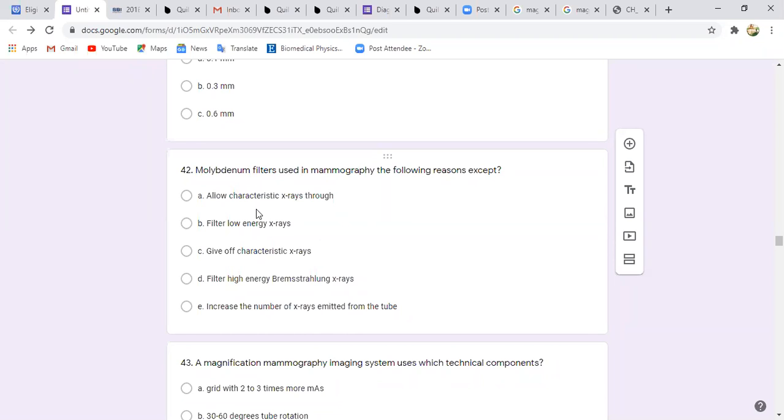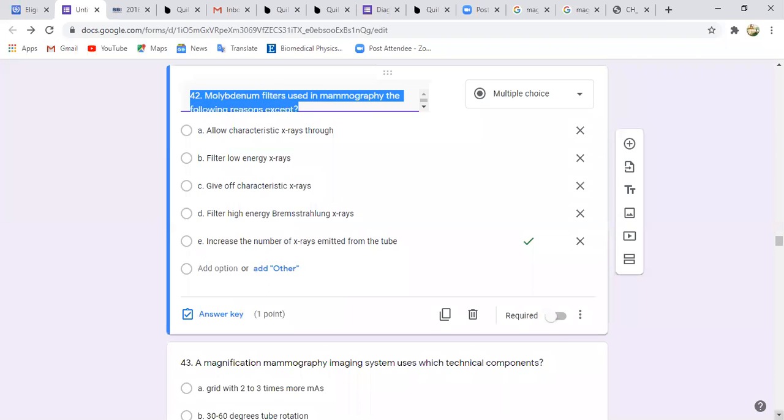It allows characteristic X-rays. It filters the low energy and the high energy X-rays. It gives us the characteristic. So it is just E.